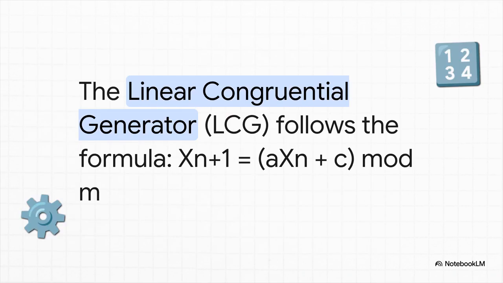A classic example of this is the linear congruential generator. Now, don't worry about memorizing the formula, just get the idea. You take a number, you do some simple multiplication and addition, and that gives you the next number. Then you take that number and do it all over again. It's a simple, predictable loop that's designed to create a chaotic, unpredictable-looking result.